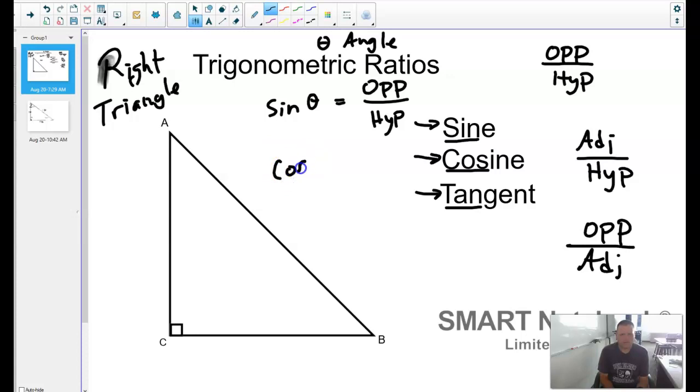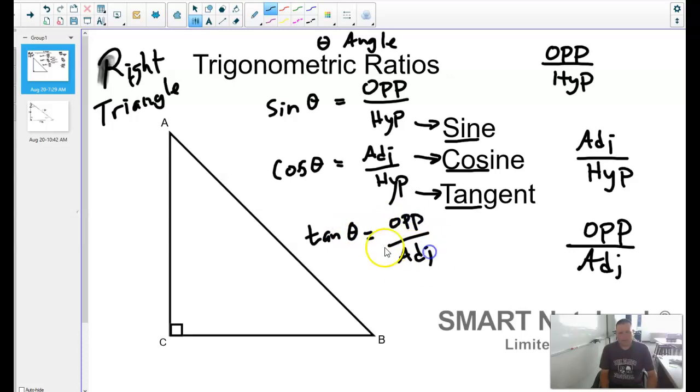Cosine of an angle is going to be equal to the adjacent over the hypotenuse. Every single time, the cosine of whatever angle we're talking about is the ratio of the adjacent over the hypotenuse. And the last one, tangent of an angle, is equal to the opposite divided by the adjacent. These rules are always true.